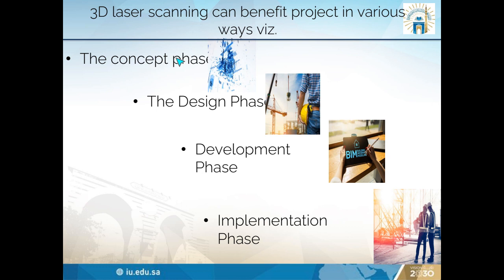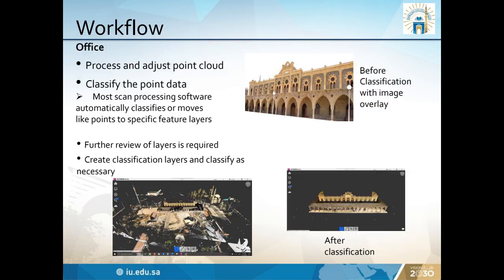So for laser scanning, first we have the concept phase, then the design phase, then the development phase, and finally we implement our laser scanning survey. Normally we process the data in the office, and we capture the laser scan for the whole area, and finally we delete some points, and we just study the structure which we need to follow or analyze.